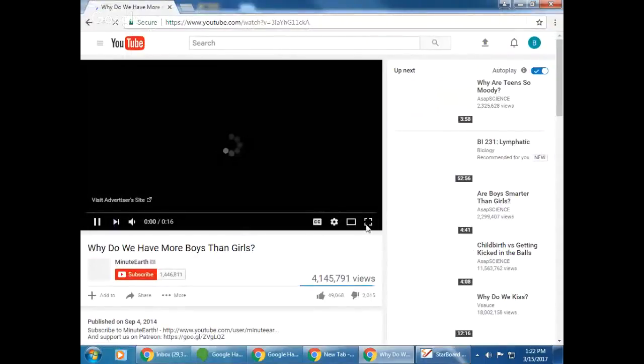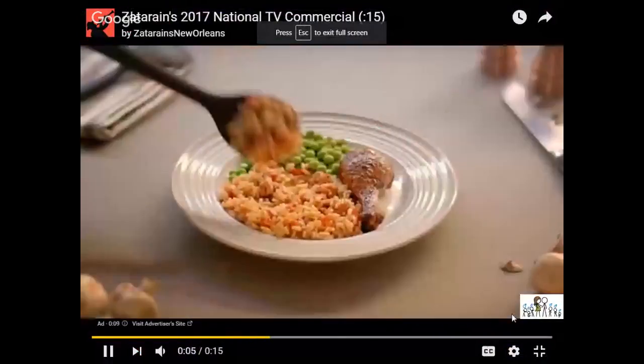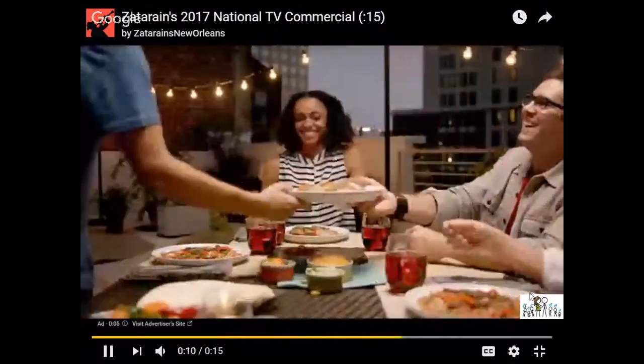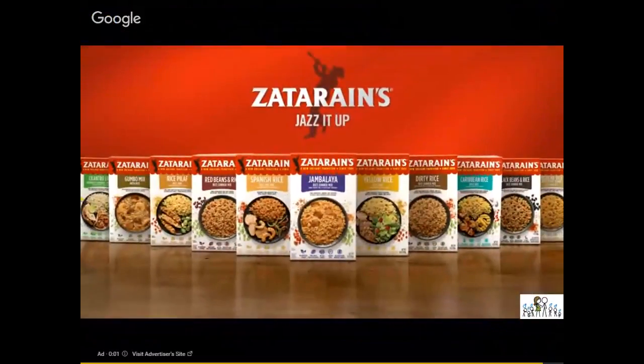From our home in New Orleans to your kitchen, possibilities are cooking. It just takes an idea and a little inspiration from Zatarain's. With more than 20 flavors. Wrap it up.